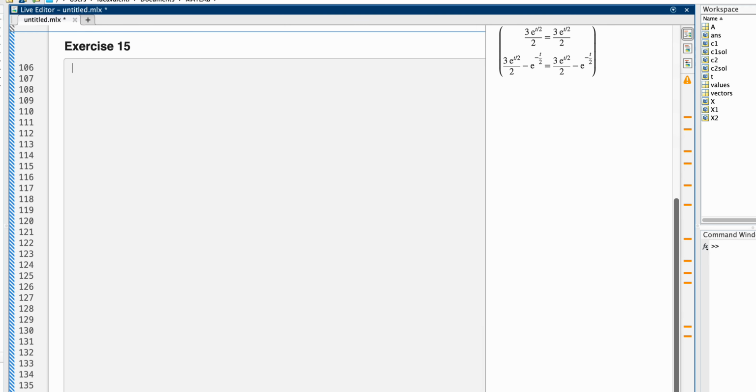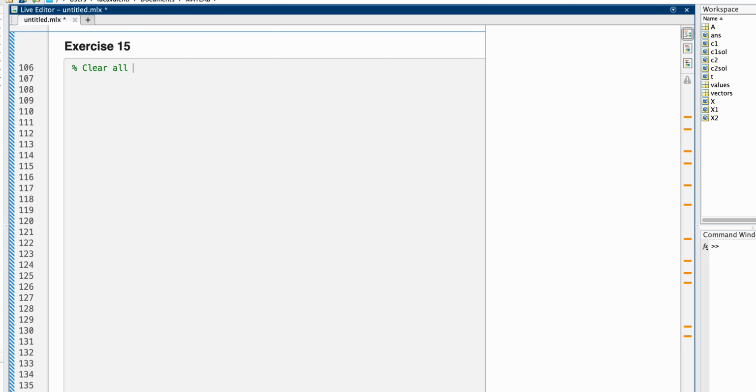And now I'm going to clear all previous output, clear all old variables, and you do that with the command clear all. And then I'm going to define the coefficient matrix for that system. So the coefficient matrix for that system, I'm going to call it A.